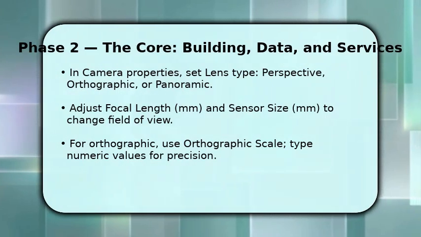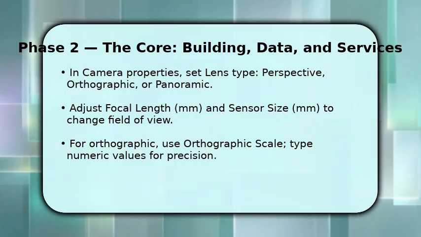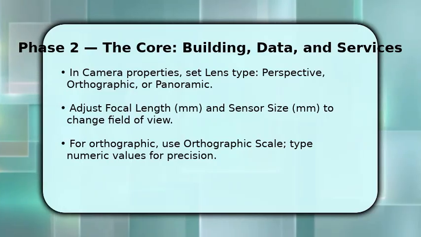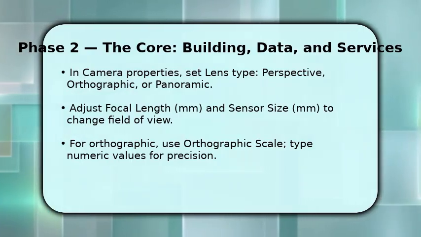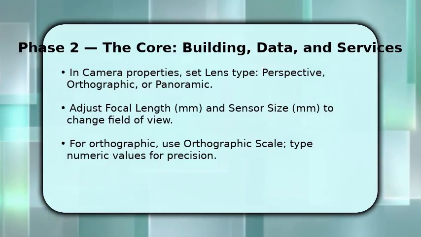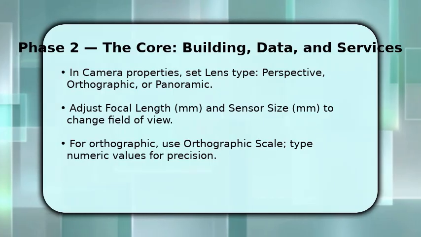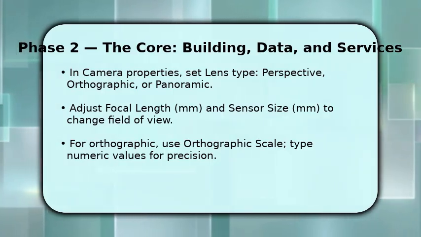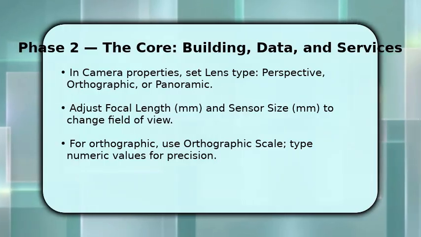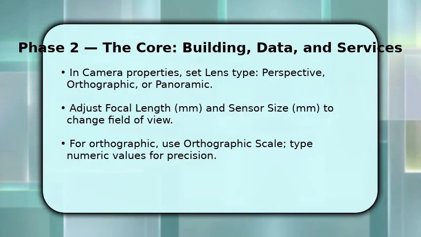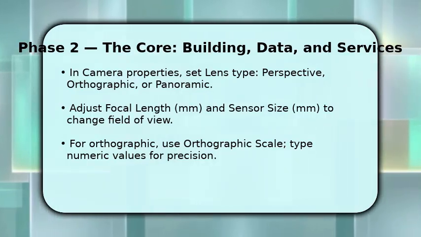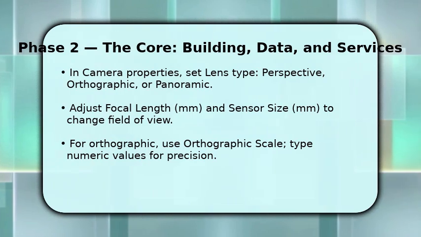Next, focus on the lens and sensor controls to change how much of the scene the camera captures. In camera properties, choose perspective for normal depth, orthographic for no perspective, or panoramic for 360. Each changes how size is interpreted. Adjust focal length in mm to widen or tighten the view, and tweak sensor size to fine-tune the field of view. For orthographic cameras, use orthographic scale instead. Type numeric values when you need precise framing or match footage dimensions.